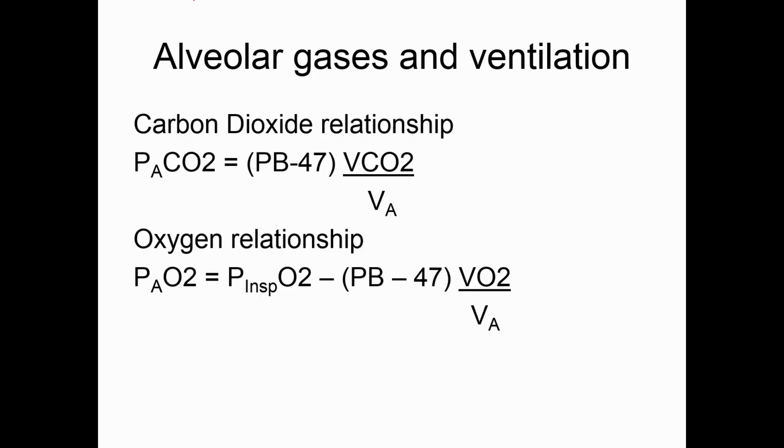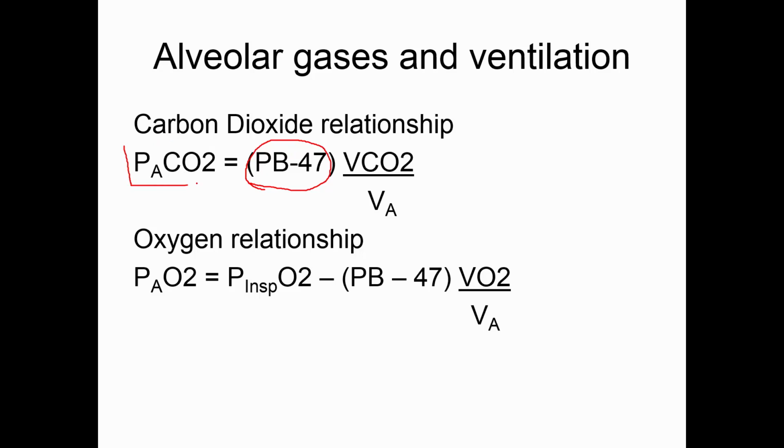Now, the thing is, when we look at alveolar gases, we have to think about how the gas comes into the dead space and gets moistened. So we have to subtract off water vapor. And now we have an equation that's atmospheric pressure minus 47.